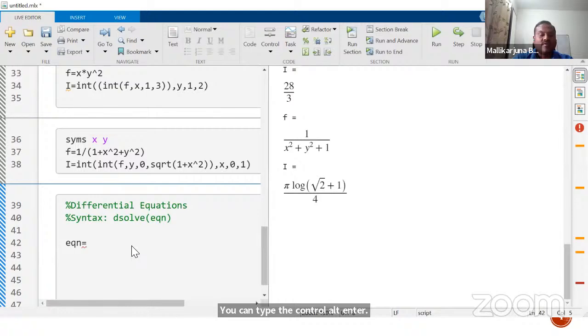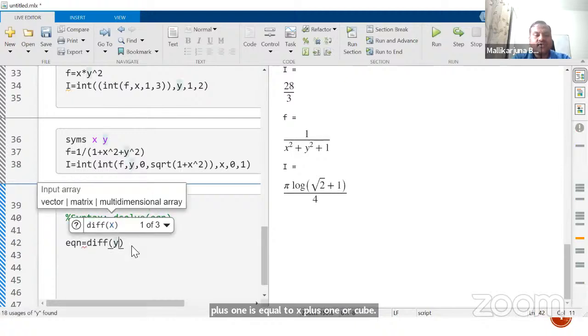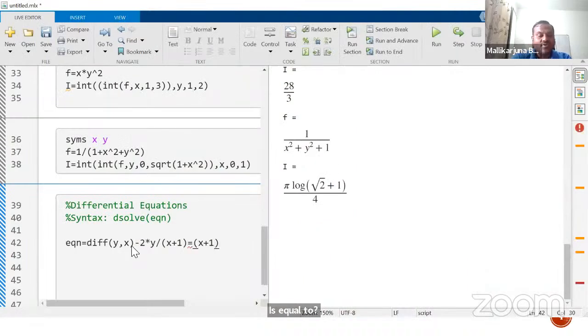Now, let us see the equation. We need to type the equation. Let me take the first equation: dy by dx minus 2y by x plus 1 is equal to x plus 1 whole cube. So, differentiation of y with respect to x, minus 2y divided by x plus 1, is equal to x plus 1 whole cube.